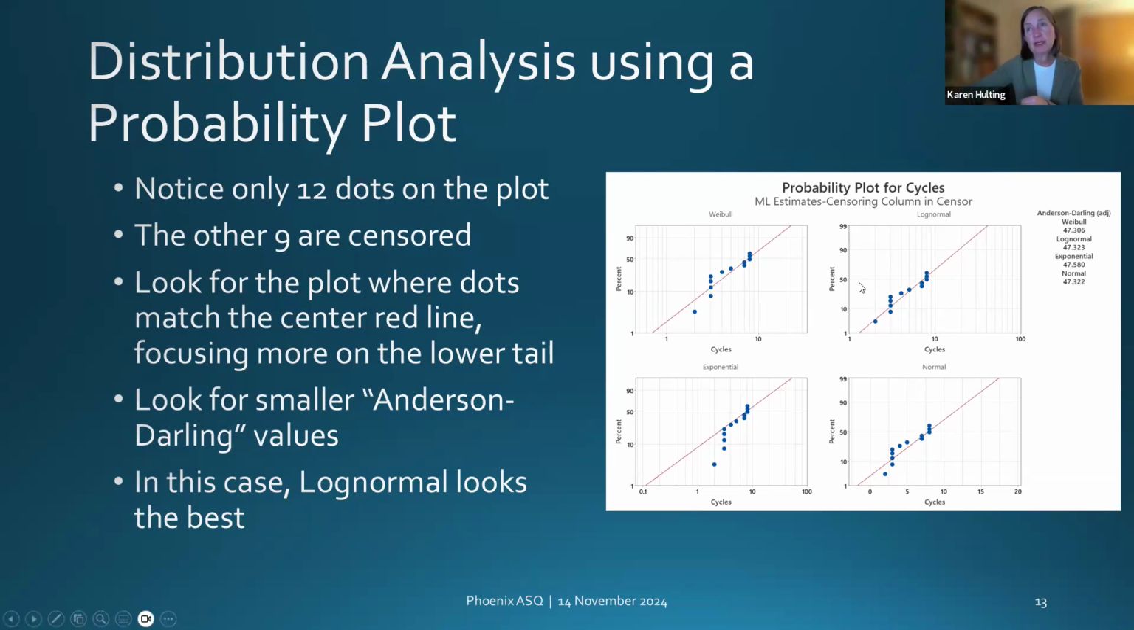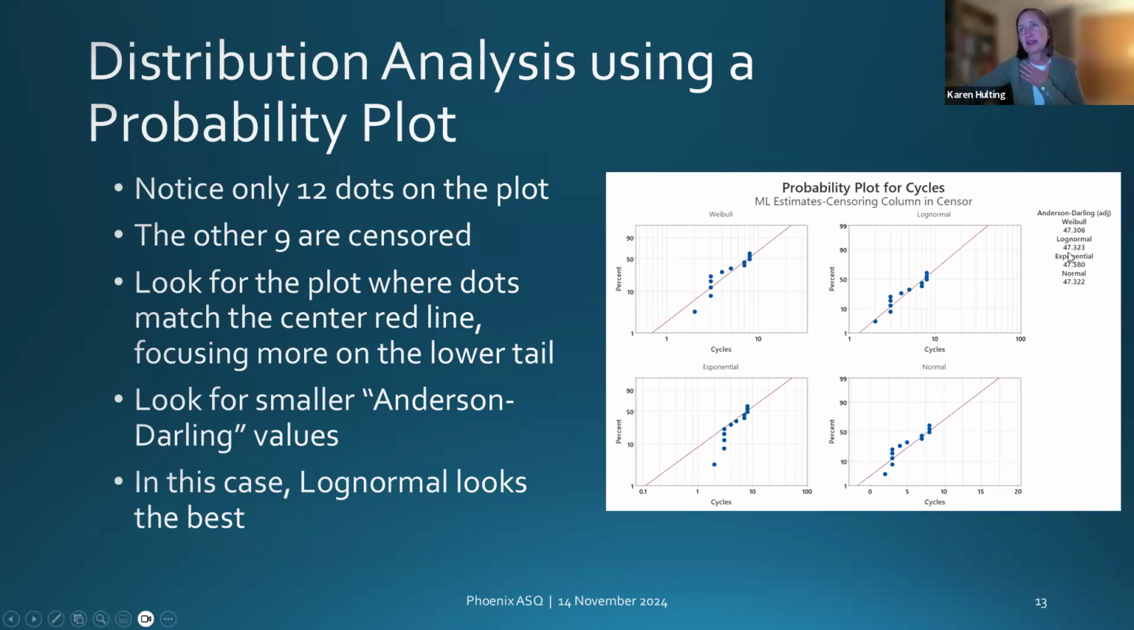So, you know, we want the dots to kind of fall along the line. That kind of leaves us with everything but exponential, right? Exponential fits only here in this kind of middle range. And since we're mostly concerned with the early failure times, we're going to focus more on the left-hand end of this analysis.